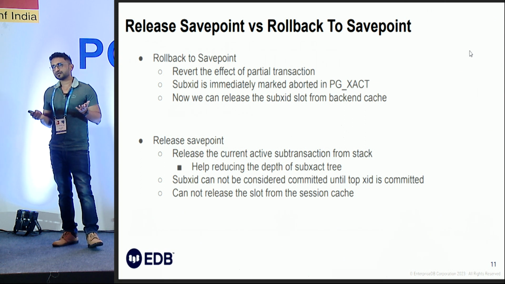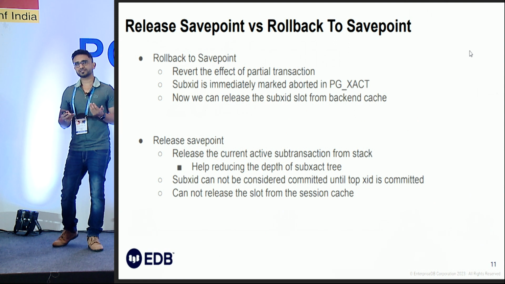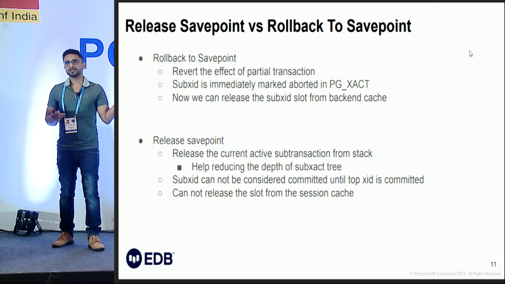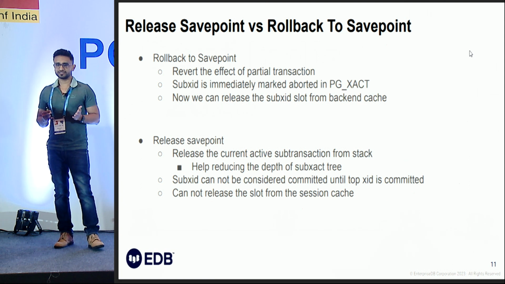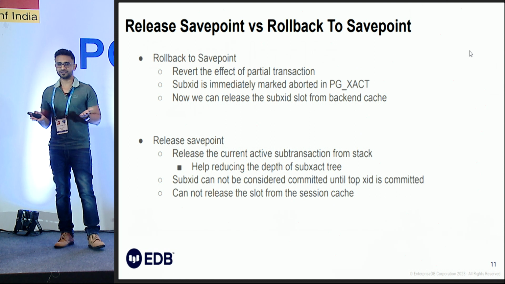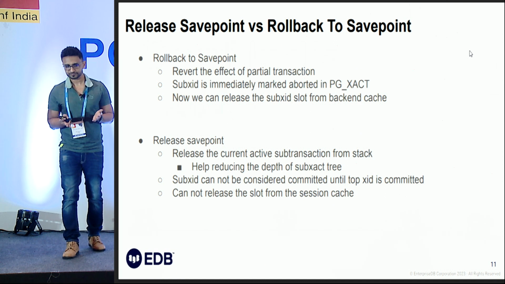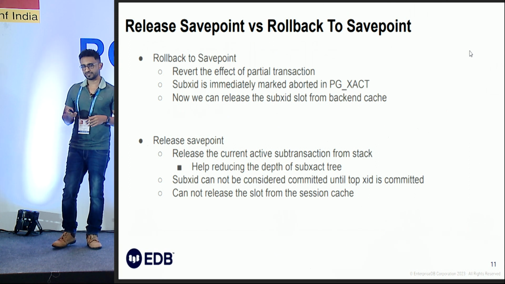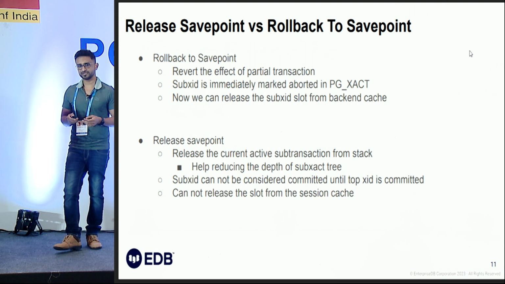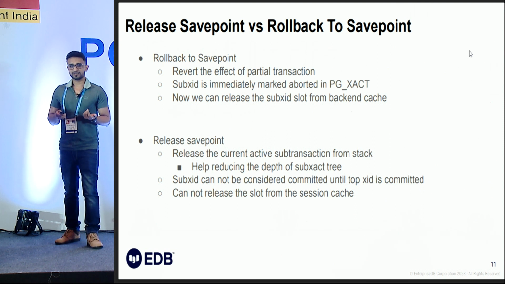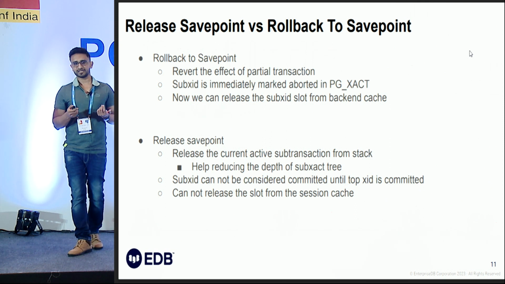But we cannot consider that sub-transaction ID as committed independently, because our decision depends upon the top transaction ID. Until the top transaction ID is committed or aborted, we cannot take a decision on the sub-transaction ID as committed. The abort decision we can take independently, but not the commit decision. So we cannot release the slot from the backend cache. That will still hold, and if you keep allocating even after releasing, the system is prone to sub-transaction cache overflow.